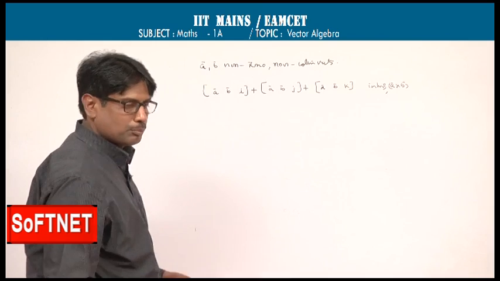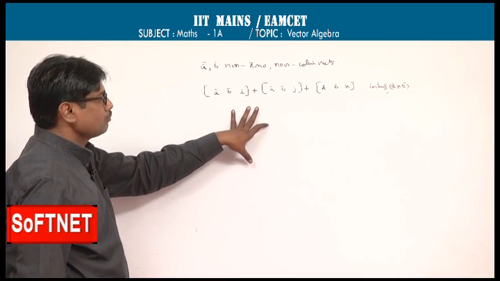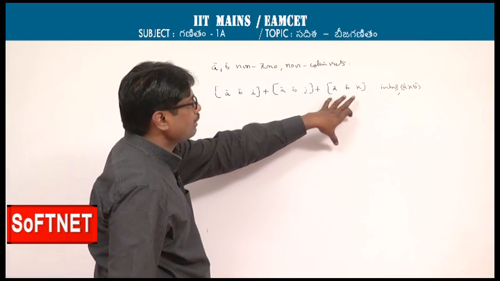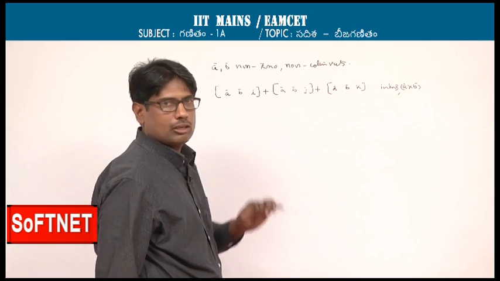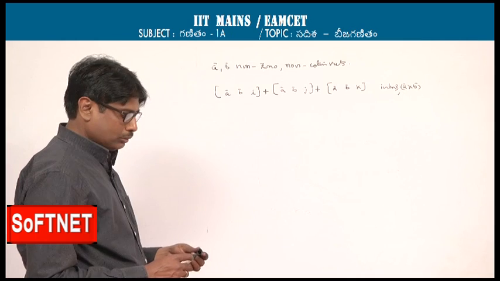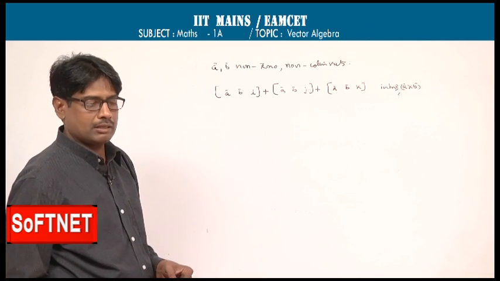Find the value of box of A bar, B bar, I bar plus A bar, B bar, J bar plus A bar, B bar, K bar in terms of A cross B in a cyclic order, provided A bar and B bar are non-zero, non-collinear vectors.